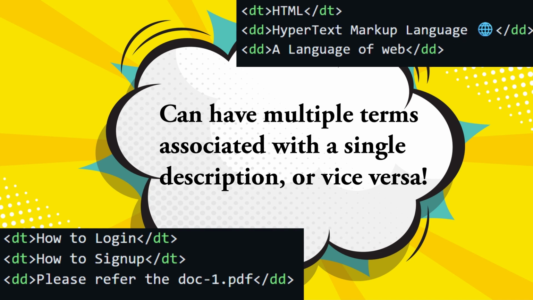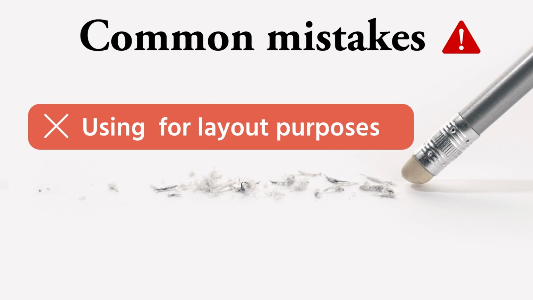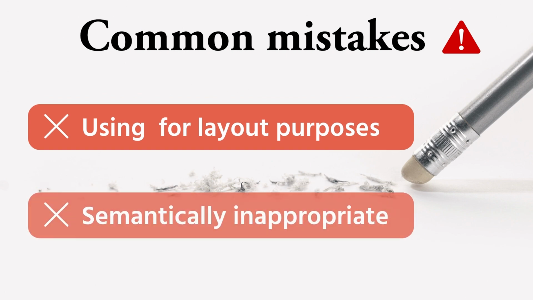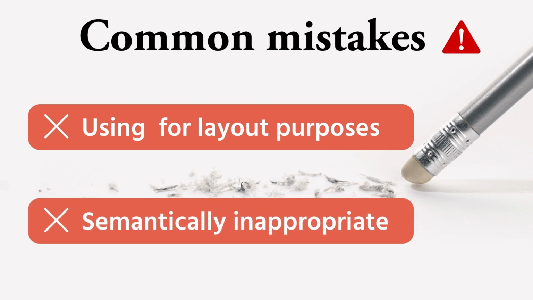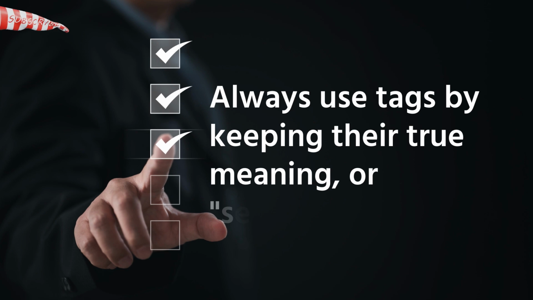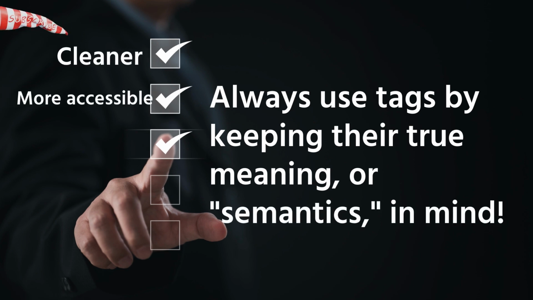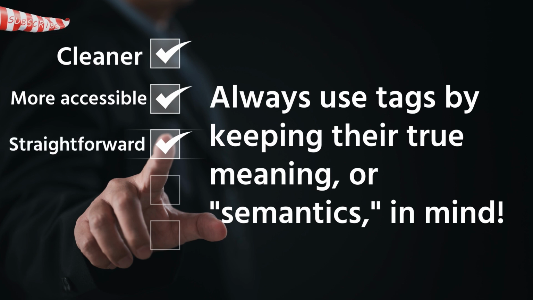Pretty cool, right? A common mistake we often see is using description lists for layout purposes or other situations where they are not semantically appropriate. Remember, our golden rule of all HTML tags is to always use tags by keeping their true meaning or semantics in mind. It makes your code cleaner, more accessible, and easier to understand for both browsers and other developers.